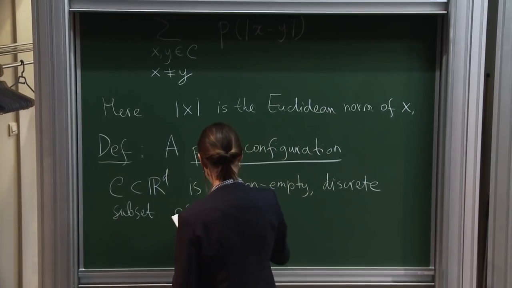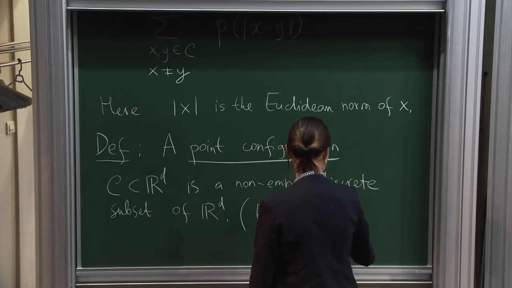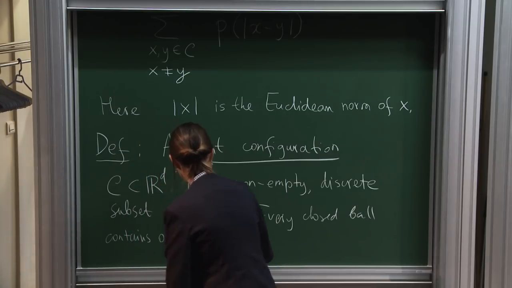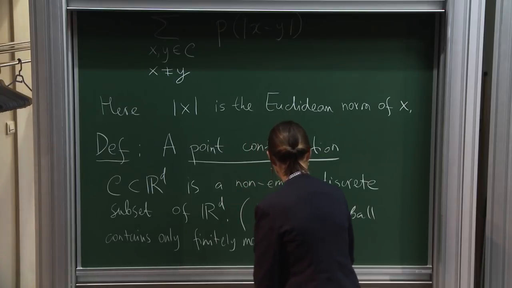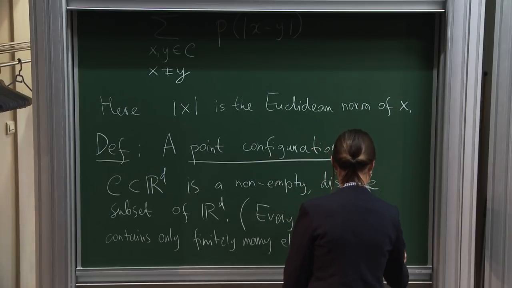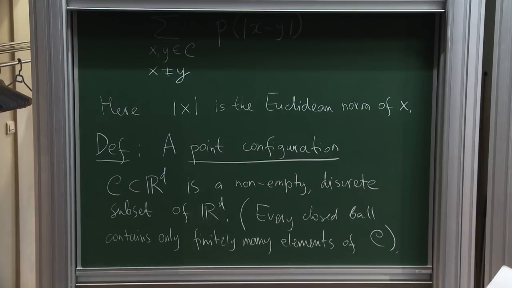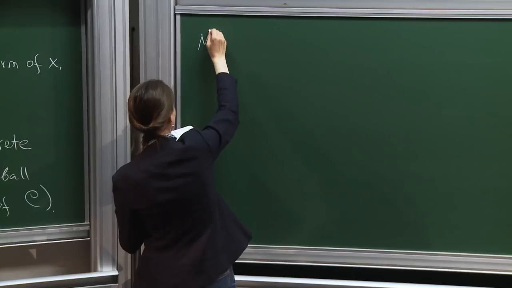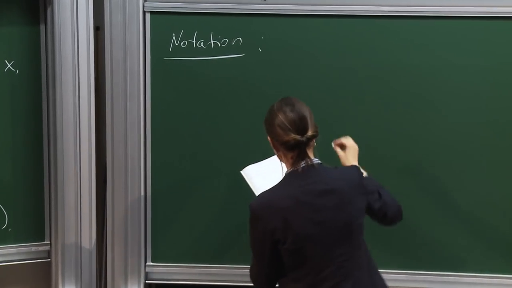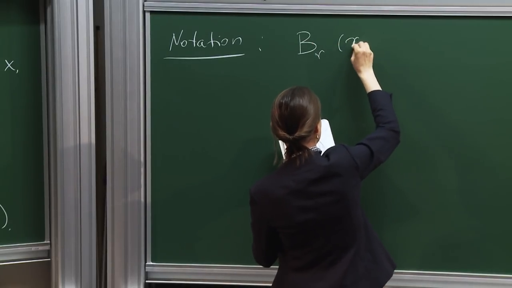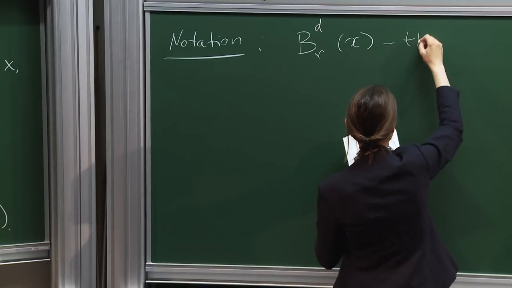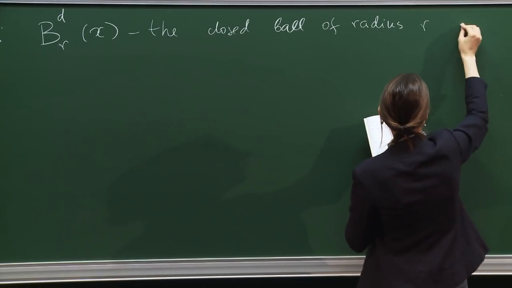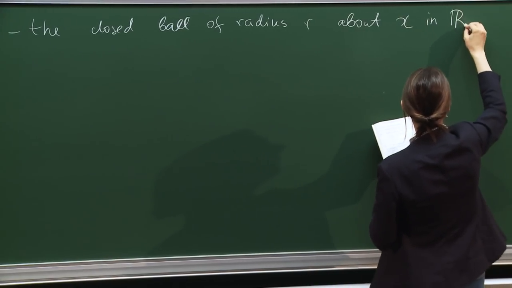What does that mean? It means that every closed ball contains only finitely many elements of this set. Now a small piece of notation for the future: we will denote by B_R(x), which may still depend on d, the closed ball of radius R about x in the Euclidean space.